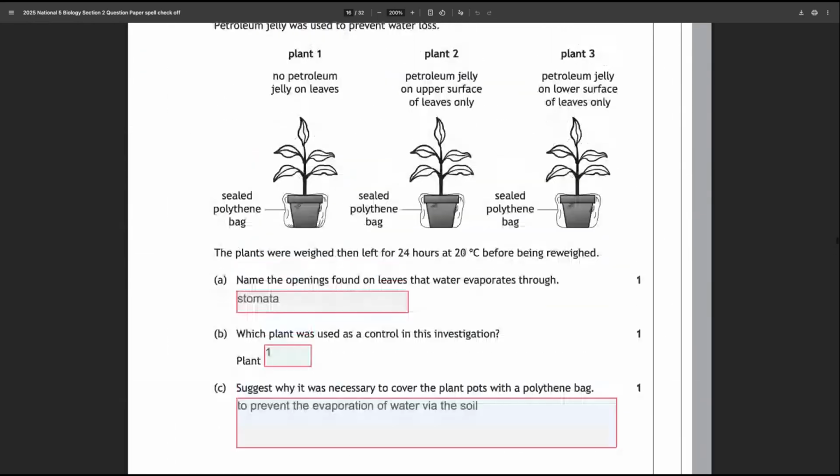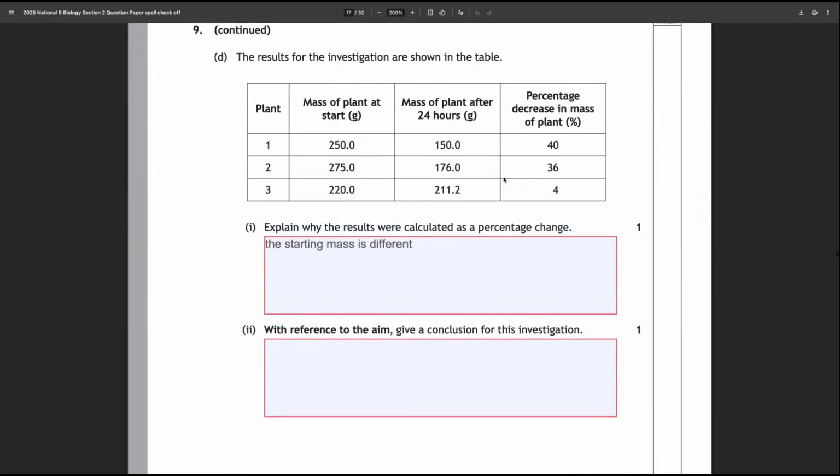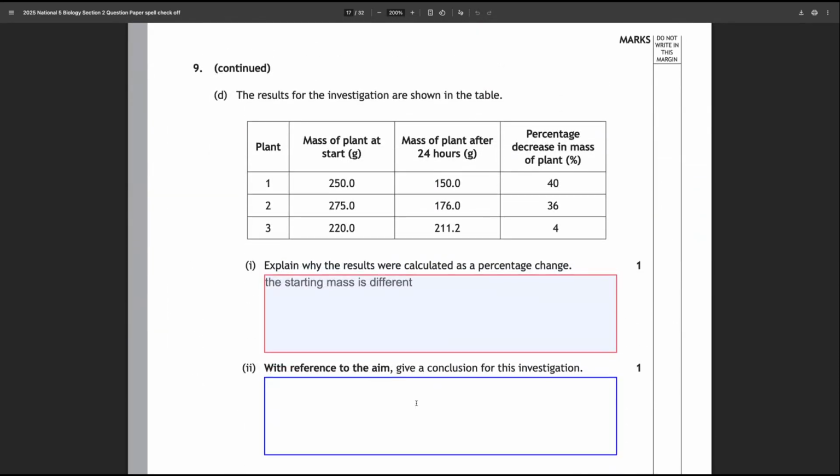When a question says in bold, with reference to the aim, you need to go and look at the aim. The aim of this one is to find out which leaf surface loses the most water through transpiration. So our conclusion has to refer to that. If we have a look at the results, when the upper leaf surface was covered in petroleum jelly, we still lost 36% of mass. But when the lower leaves were covered in petroleum jelly and blocked, we only lost 4% of mass. So that clearly tells us that the lower leaf surface is where most water is lost through transpiration.